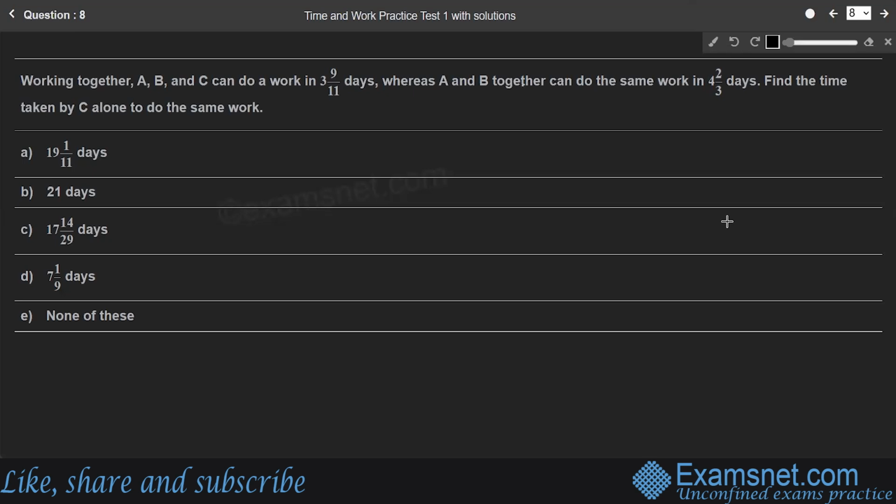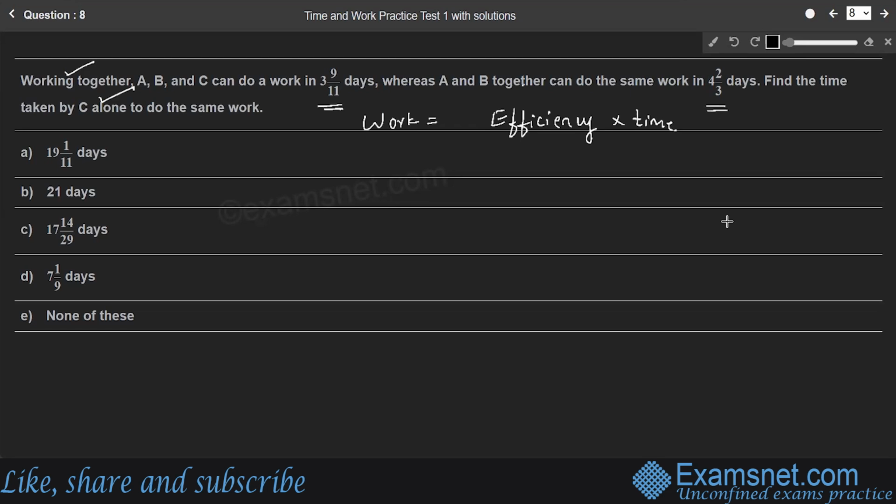Question number 8. Working together, A, B and C can do a work in 3 integer 9 by 11 days, whereas A and B together can do the same work in 4 integer 2 by 3 days. Find the time taken by C alone to do the same work, right? So we'll consider W as the total work. We are using efficiency into time. The product of efficiency into time is total work, right? So A, B, C can do a work in 3 integer 9 by 11 days, right?